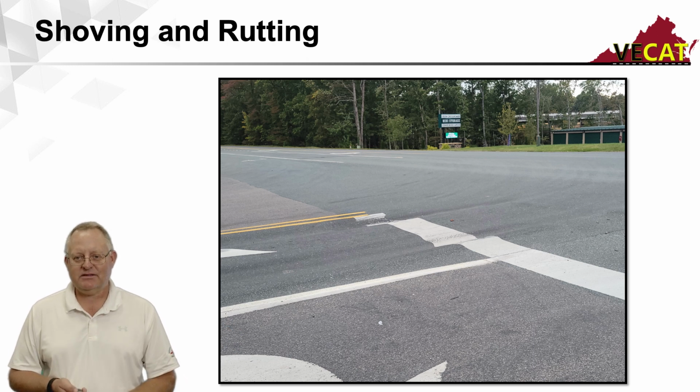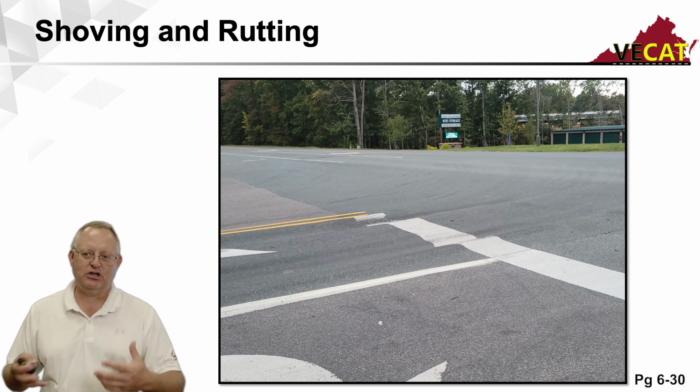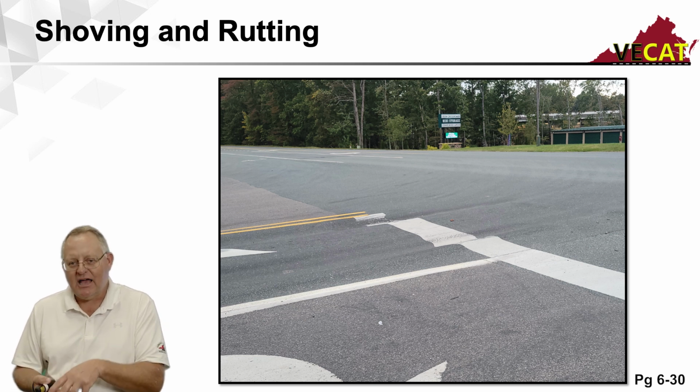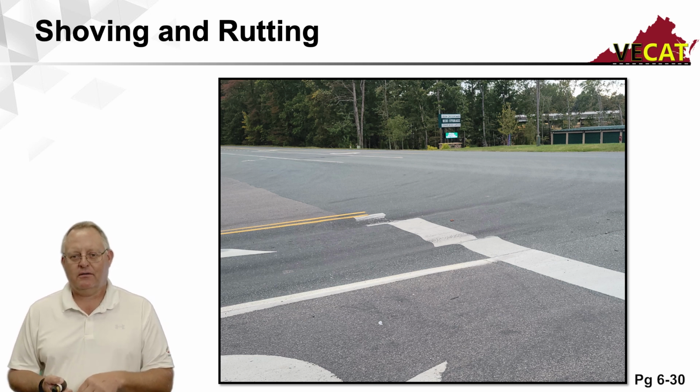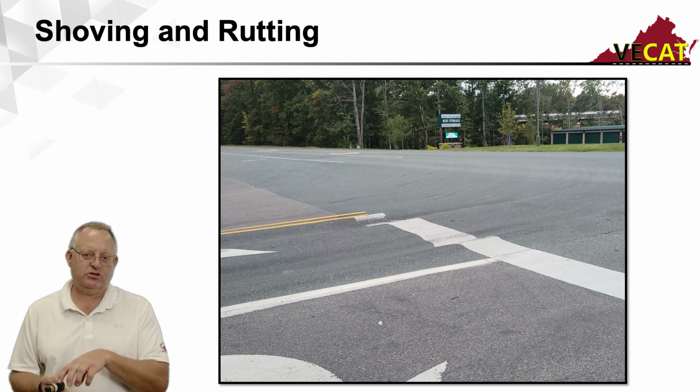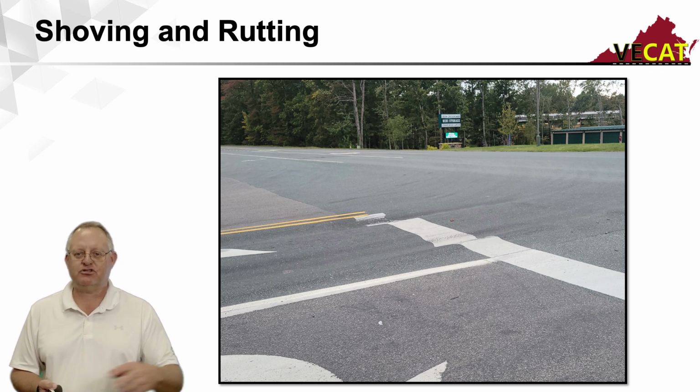Here's an interesting section. It's an intersection. Look at the size of those ruts. They're not very wide, but notice how deep they are. Wrong mix. That mix and that binder wasn't stiff enough to resist the channelized loads coming out of a distribution center.